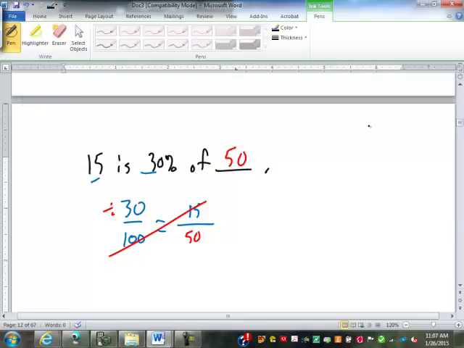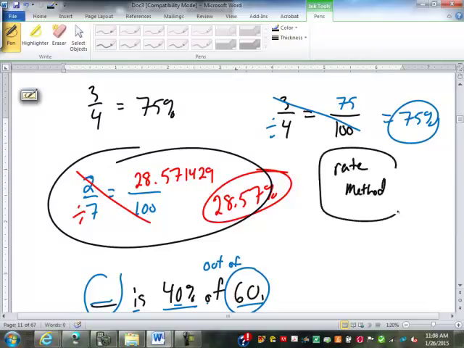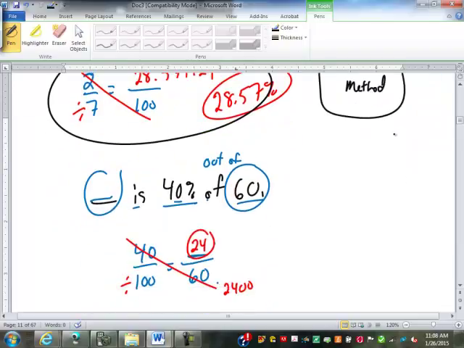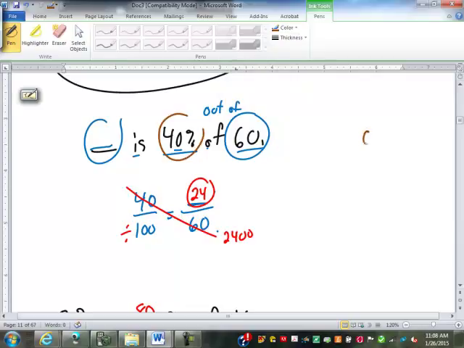There is something out there called the rate method of percents. Using the rate method of percents, a rate is just the decimal form of a percent. So if you're using the rate method, you would look at this. 40% is 0.4. You would take 60 times 0.4, which gives you 24. That's probably how a lot of you were taught, to turn the percent into a decimal. And you can see it gives you the right answer. It's actually a little bit less work here.